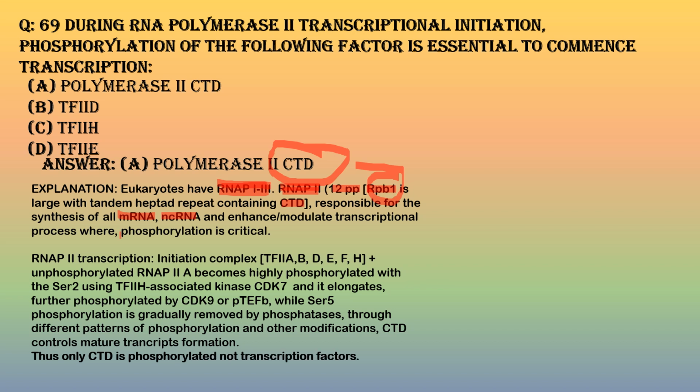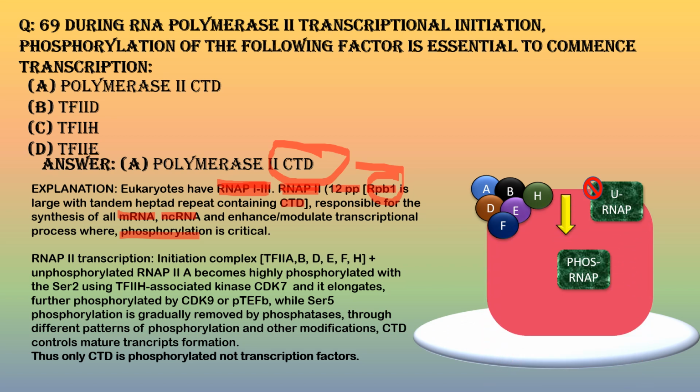So, for the phosphorylation, this RPP1 is needed. Okay. So, RNAP2 transcription has an initiation complex like TF, that is transcription factors 2ABDEFH. Okay, this complex, when crossed with uRNAP, that is unphosphorylated RNAP2, becomes phosphorylated after the initiation process. Like after the initiation complex is bound with unphosphorylated RNAP, what happens in the elongation process?